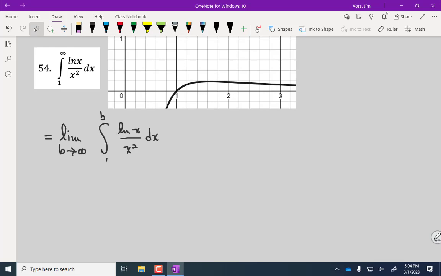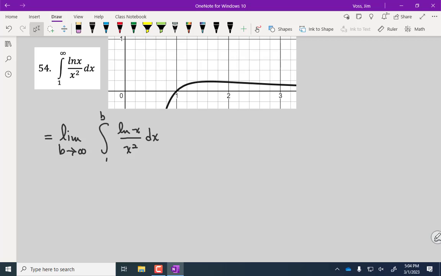U substitution will not work. Is it obvious that U substitution will not work? Because the derivative of natural log of x is 1 over x, not 1 over x squared. So the derivative of natural log of x isn't present. All right, and if you let u be x squared, the derivative is 2x, and that's not present.